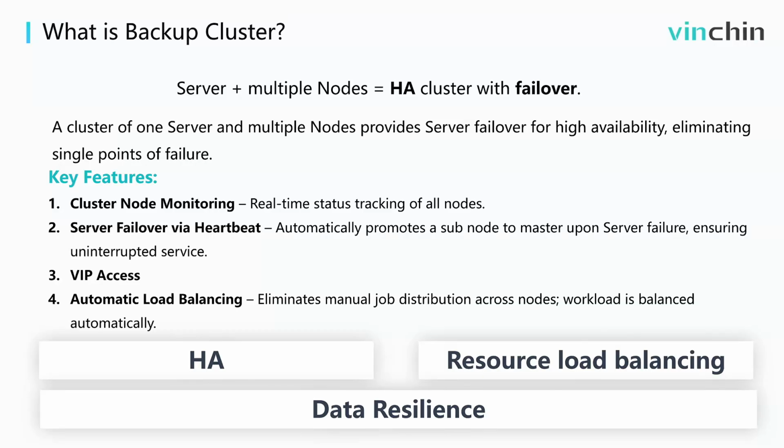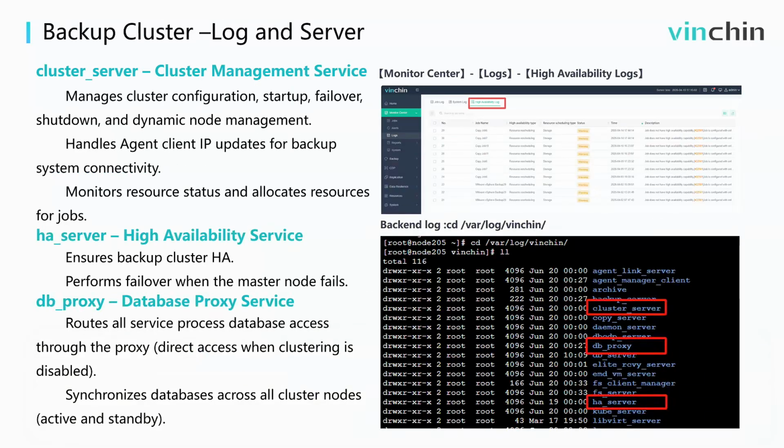And for the backup cluster, Vinchin supports checking the cluster logs in the manage center logs, high availability logs. And you can also check the different service logs in the backend log through this path.